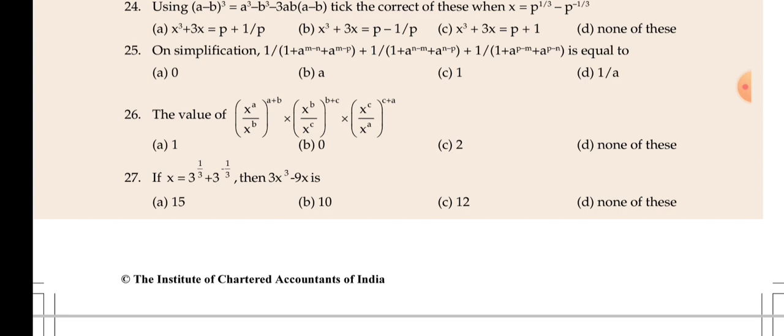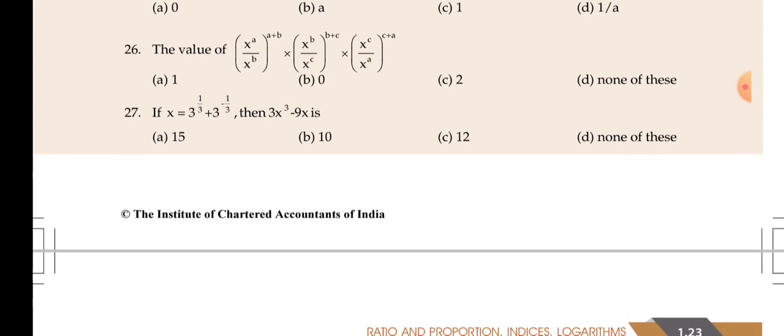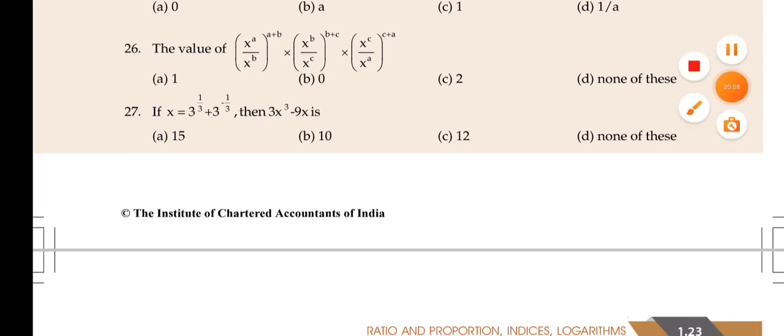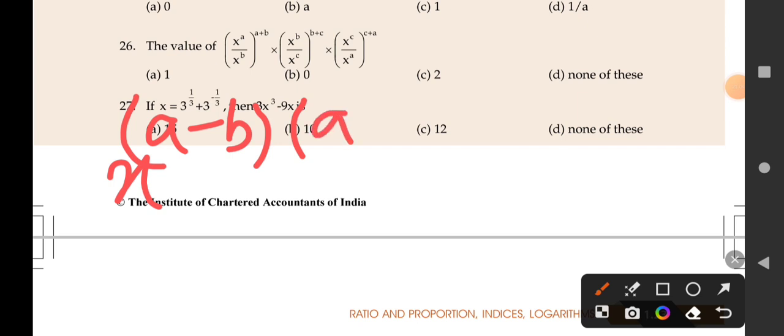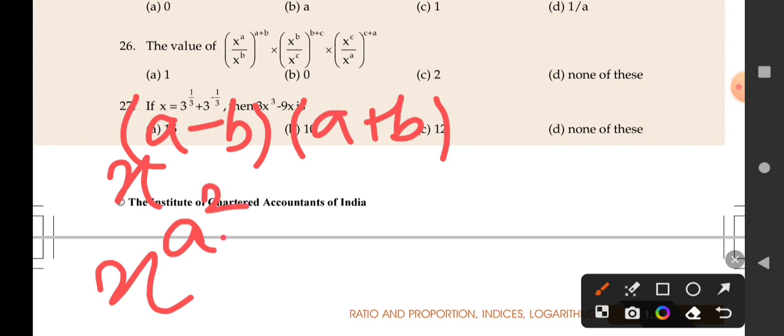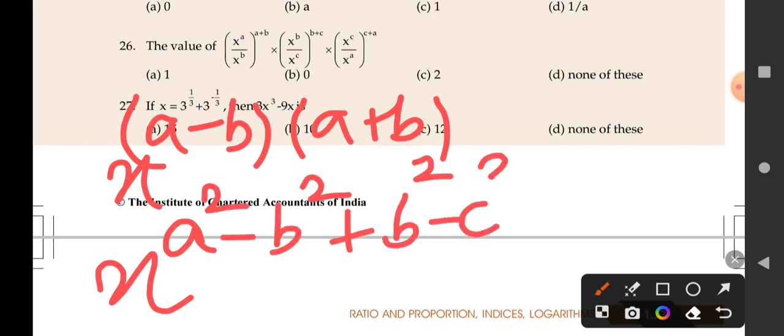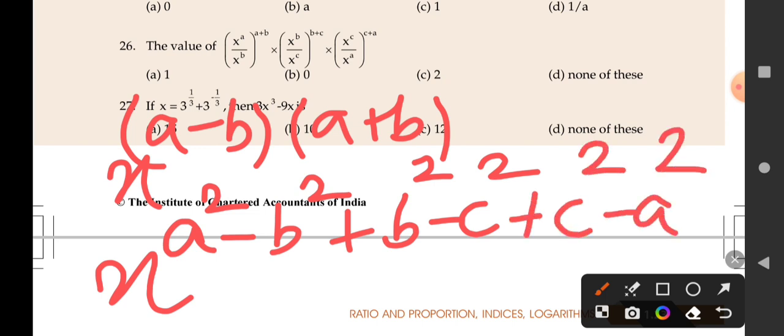Please solve it again. Question number 26, again very easy. First term, x power a minus b into a plus b. So a minus b into a plus b is a square minus b square. So directly we are going to simplify. X raised to a square minus b square plus b square minus c square plus c square minus a square.